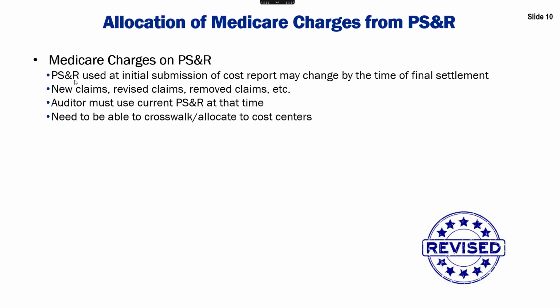The point is the auditor has to use the current PSR in effect at that time. So there might be revisions to all of the Medicare charges, the total Medicare charges. And we need to see what crosswalk or allocation schedule was used for those various cost centers. That's really what it boils down to. And we need to apply it at the time of final settlement.